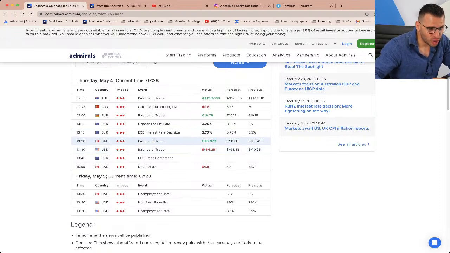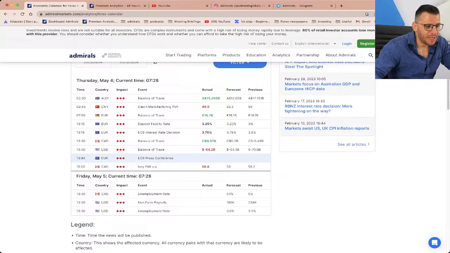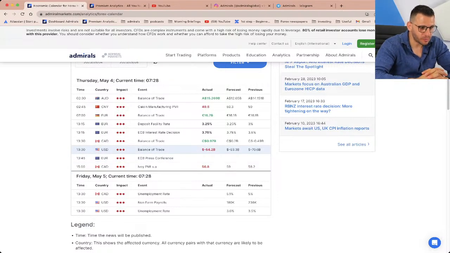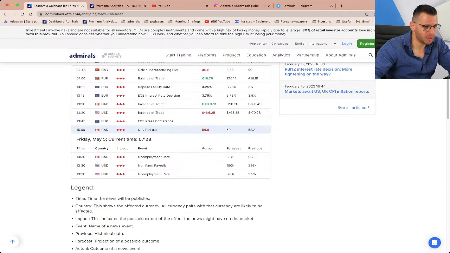Then we had the Canadian trade balance. The forecast was 0.2 billion. It didn't rise to 0.2, it rose to almost 0.1. But based on the previous reading, that was more positive, of course, as we can read from the number. Then it was the trade balance for the US. Before it was minus 70 billion, now minus 64 billion. The expectation was minus 63. And the last one was the Purchasing Managers' Index in Canada, 58.2, dropped to 56.8.